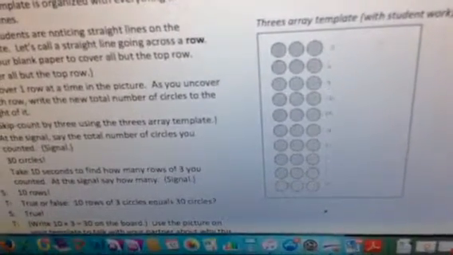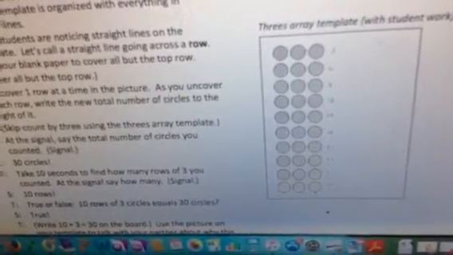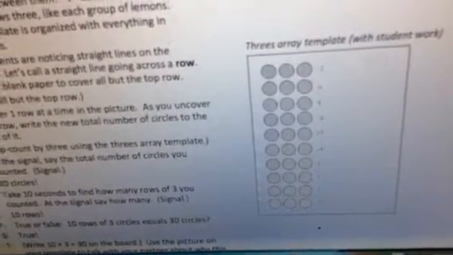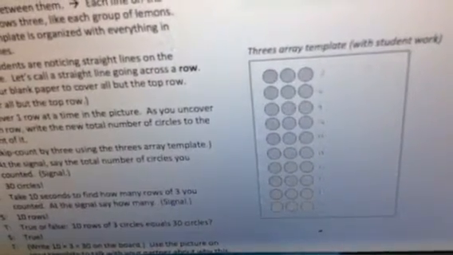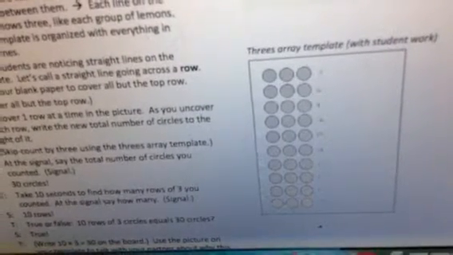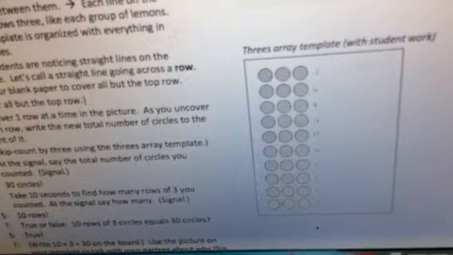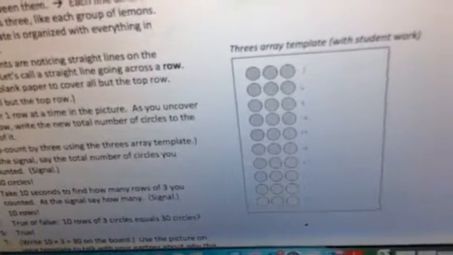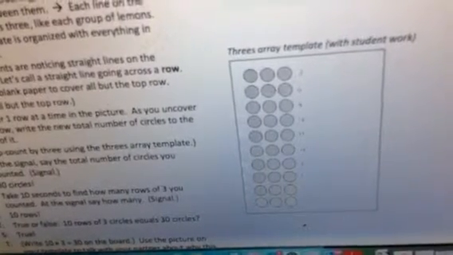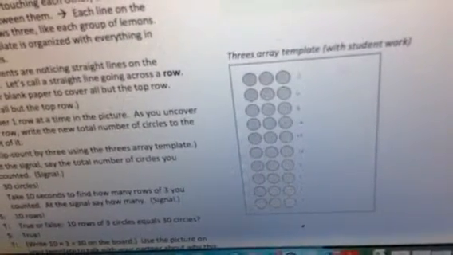Now, take a few seconds to find how many rows of 3 you counted. Look at your picture. How many rows of 3 did you count? At the signal, say how many. Ready? 1, 2, 3. How many did you count? I'm hoping you said 10. So true or false? 10 rows of 3 circles equals 30 circles.